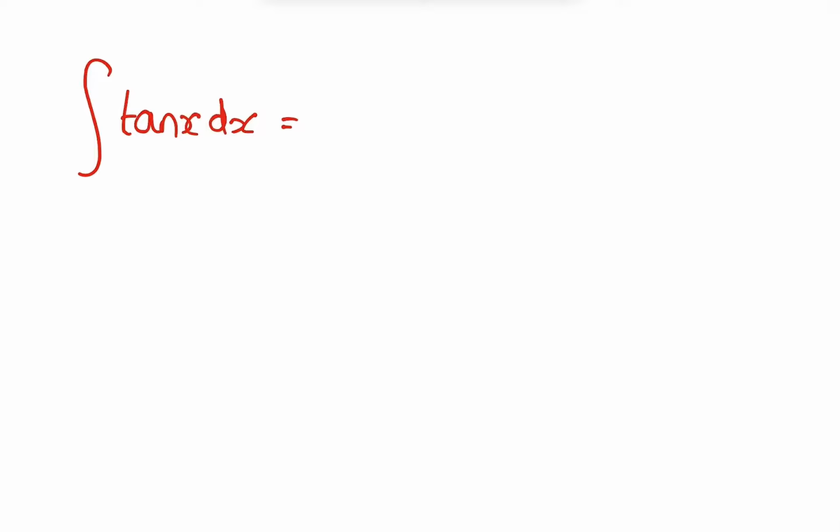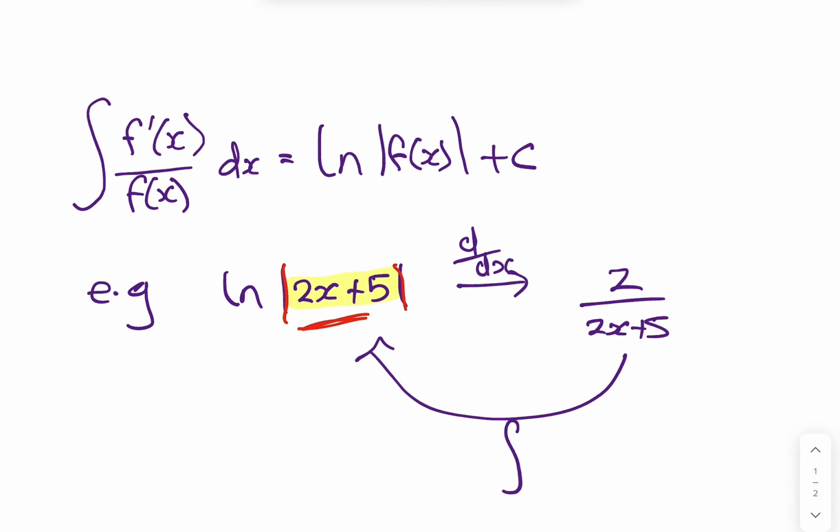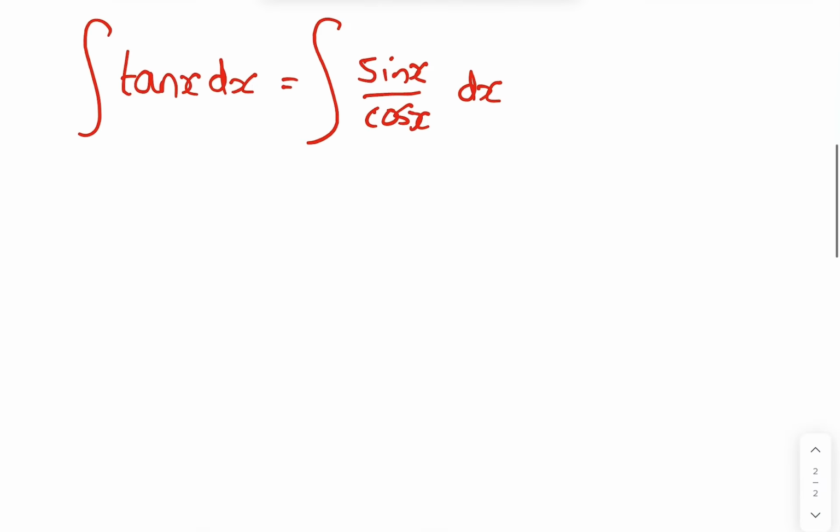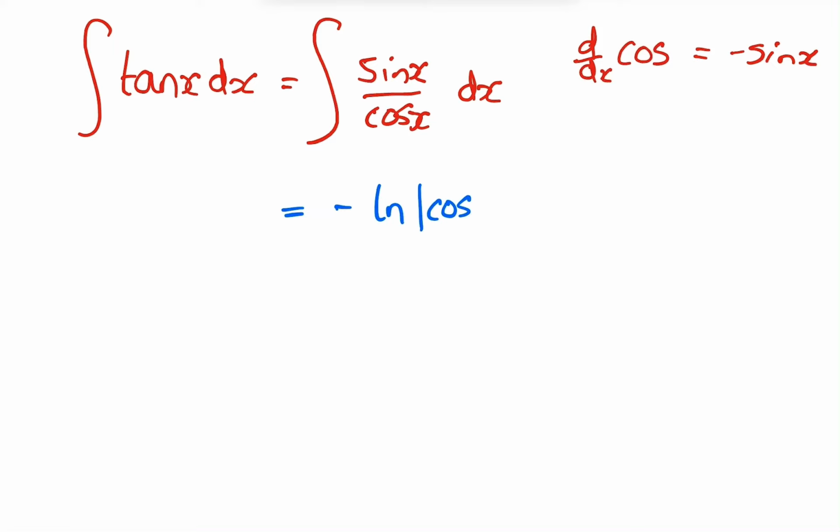One of the very first trig identities you learn is that tan is sine x over cos x. And what we can see now is that this is quite similar to this situation here. We've got a derivative over the function, because cos differentiates to negative sine. So if I differentiate cos, I get negative sine of x. So what this means is that this thing is going to integrate to negative the natural log of cosine of x.